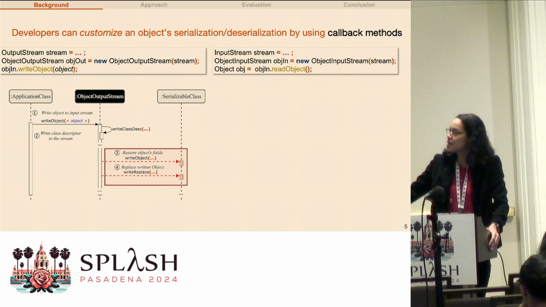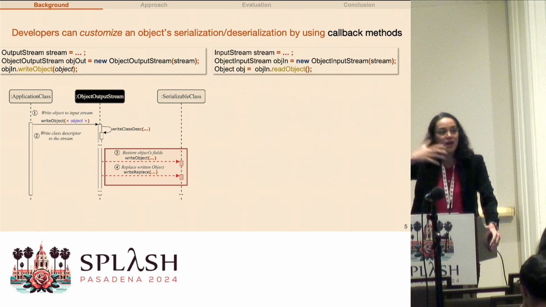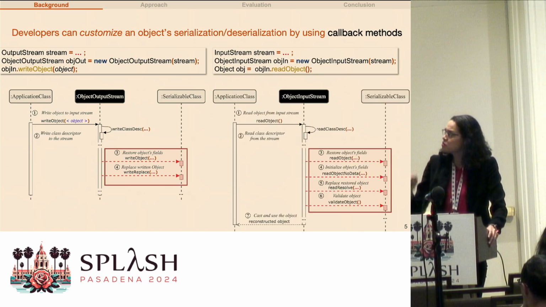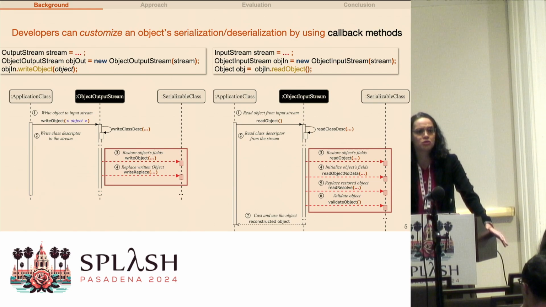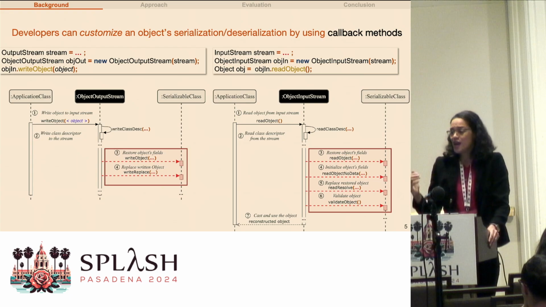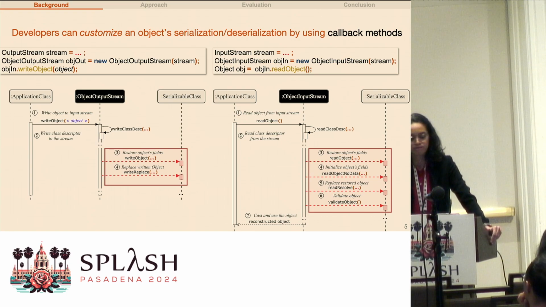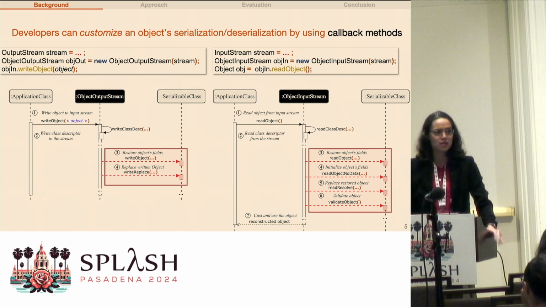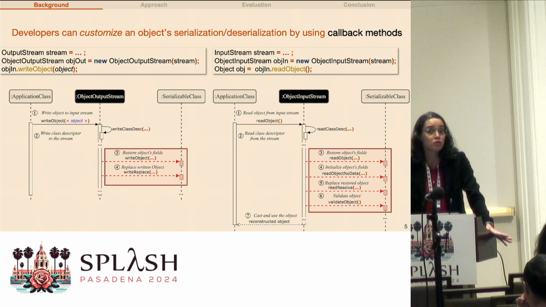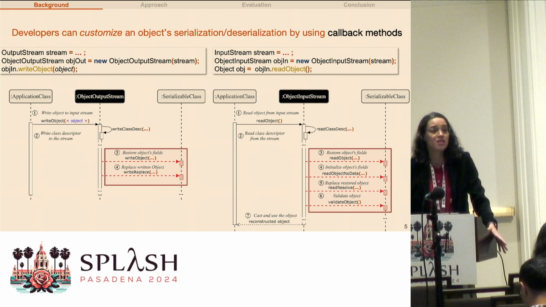Similarly, when you are reading that object back from the stream of bytes into your program, if the data type of that object also implements certain callback methods, such as readReplace and readObject, these callback methods are also invoked during the deserialization process. Existing call graph construction algorithms do not take into account these callback methods that arise at runtime, and because of that, these call graphs become unsound. So our goal is to build a technique that can plug into existing call graph construction algorithms and find these hidden methods.